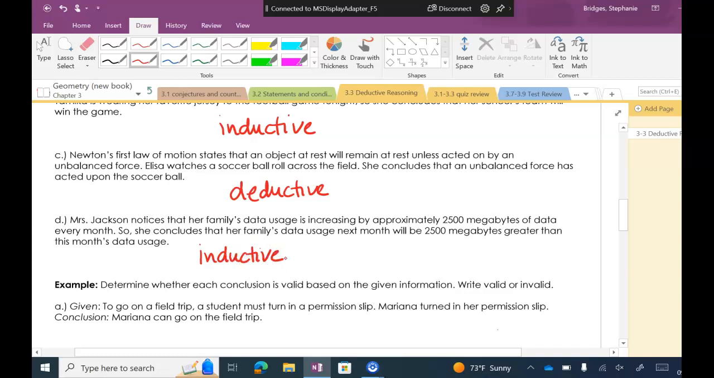Yeah, I was right. I was going to say, because she can't fact check. Right, exactly. Do we understand the difference between inductive and deductive?